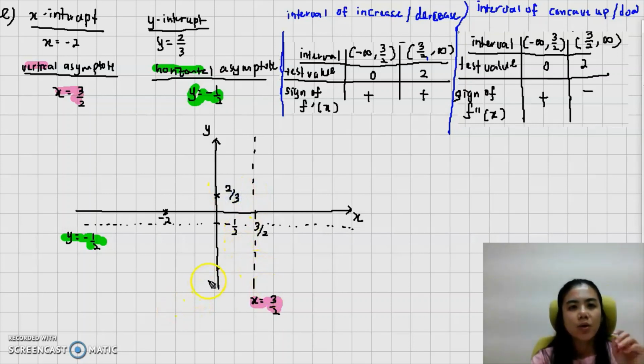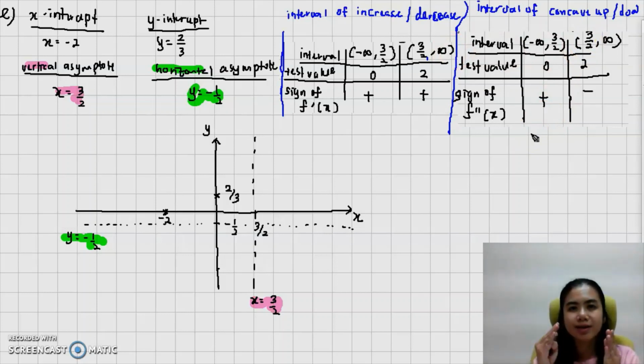Alright, okay. So now we're going to compare the table. You have two tables, and it's actually much easier to see, because the interval of the table is the same. We have negative infinity until 3 over 2, and 3 over 2 until infinity. Both tables are using the same interval. So back to the basic concept.